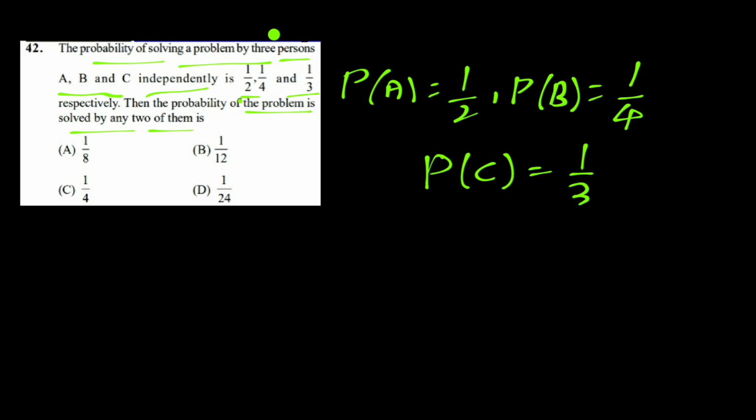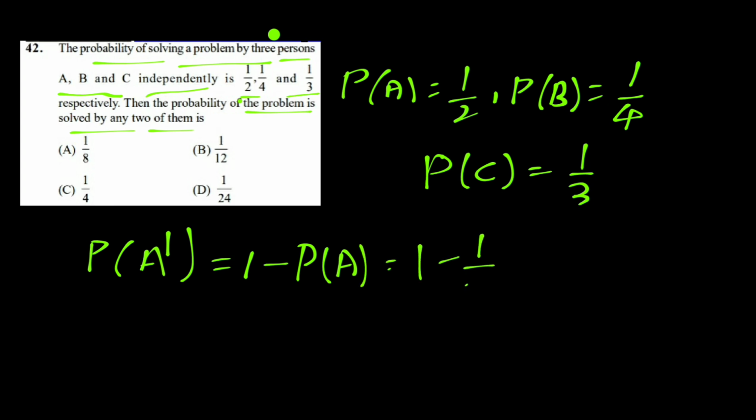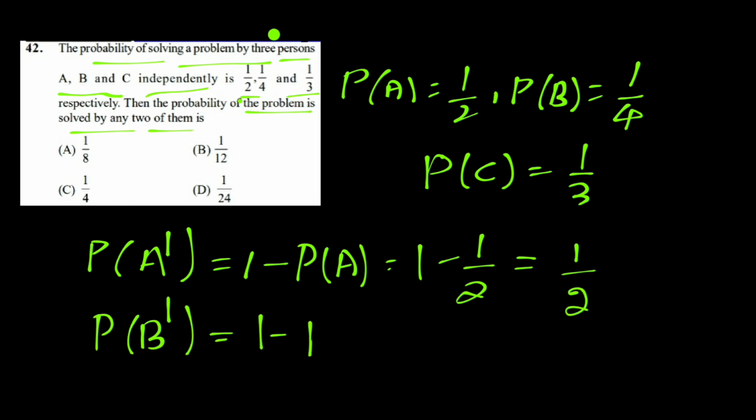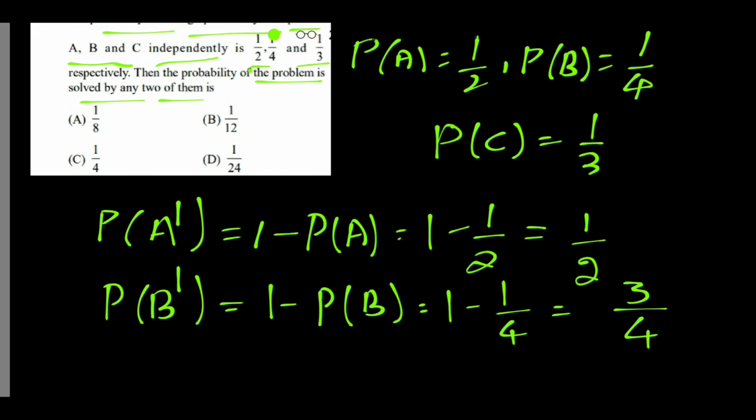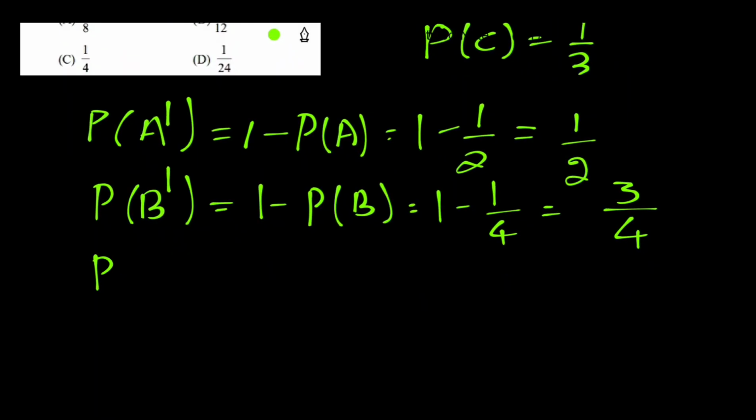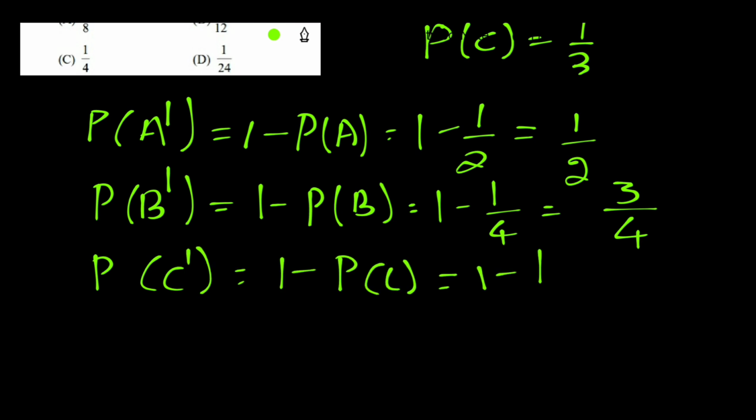Now by this we can find not A. That means A is not solving. That is nothing but 1 minus P of A, 1 minus 1 by 2, that is nothing but 1 by 2. Next P of B dash, P of B not, that is nothing but 1 minus P of B, 1 minus 1 by 4, that value is 3 by 4. Next, in a similar way we find P of C dash, that is nothing but 1 minus P of C, 1 minus 1 by 3, that is 2 by 3.